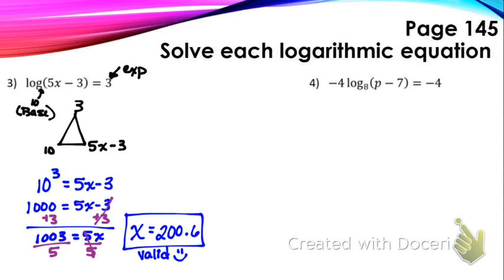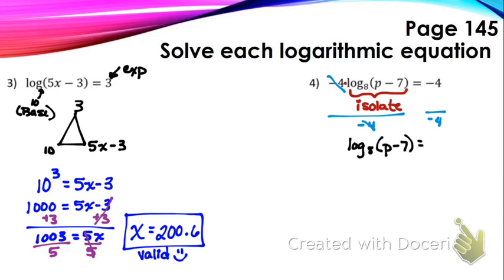Number 4. Number 4 reminds me of number 3. It's got something else going on, though. It has a -4 in the front. What operation is happening between the -4 and that log? Multiplication. Remember, I need to isolate this. Divide. Let's divide to get rid of that. I'm going to divide both sides by -4. So I'm going to have log base 8 of p minus 7 equals what? Equals 1.